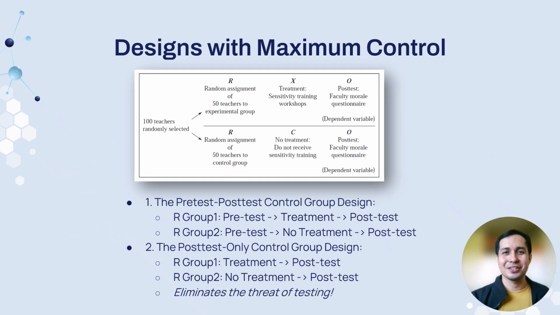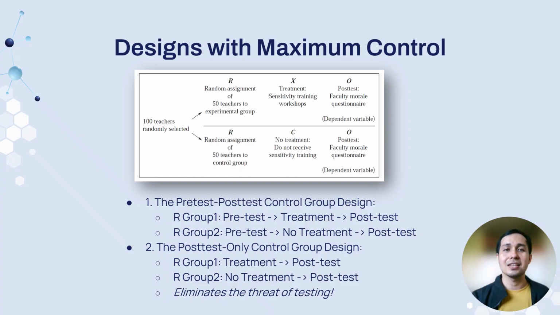The gold standard is the true experimental design, defined by the use of random assignment. The first classic design is the pre-test post-test control group design. Here, you randomly assign participants to groups, give both a pre-test, administer the treatment to one group, and then give both a post-test. The pre-test allows you to check for and statistically control for any small initial differences. The second is a post-test only control group design.